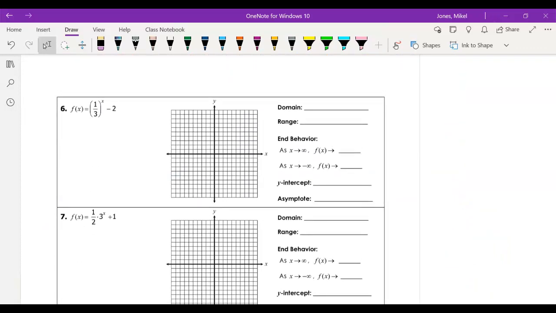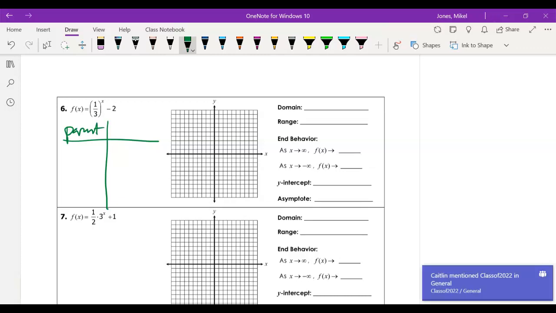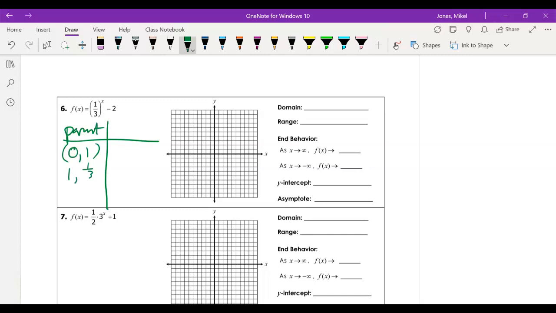All right, so 6. My parent function is an exponential decay. It's y equals 1/3 to the x. So it's going to have the points 0, 1 and 1, 1/3. And then it will also contain the asymptote y equals 0. Now my transformed function is going to be taking things and moving them down 2. Okay. So f of x is being moved down 2.